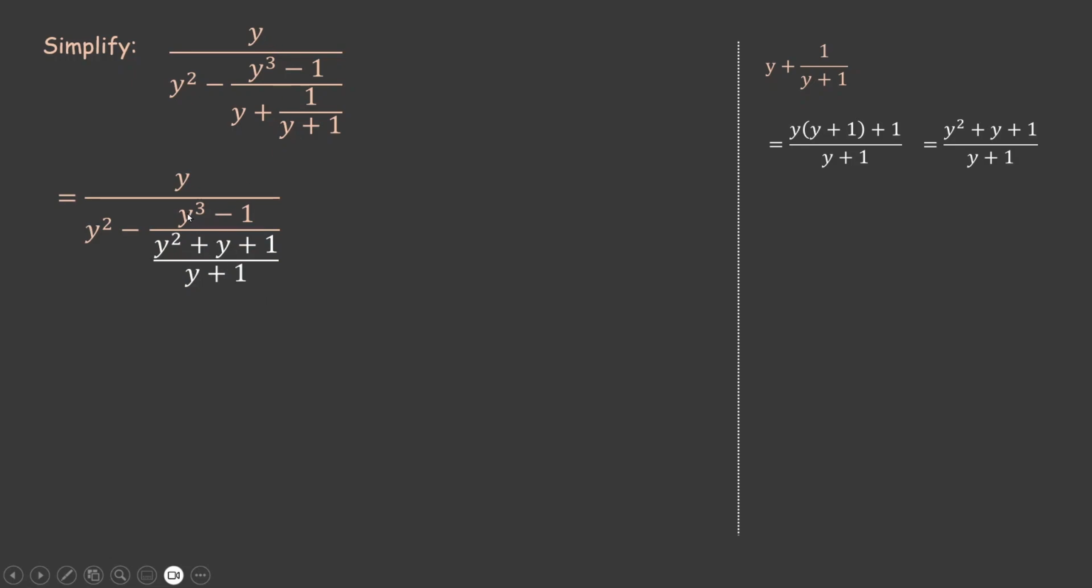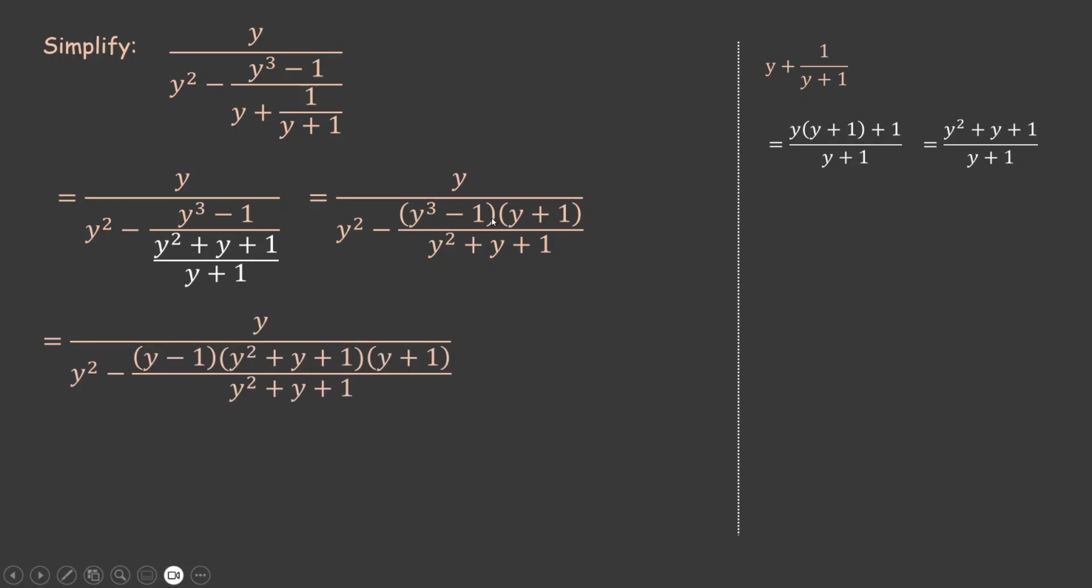Now once again, we are going to multiply y cube minus 1 with y plus 1. Now this forms the identity a cube minus b cube. This is cube of y minus cube of 1, which expands to a minus b, a square plus ab plus b square. So let us write that. This will be a minus b, that is y minus 1, a square, that is y square, plus ab, that is y into 1, y, plus b square, that is 1. Then we have this y plus 1.